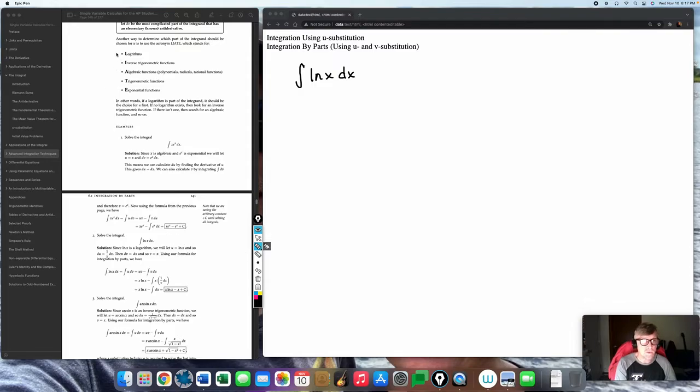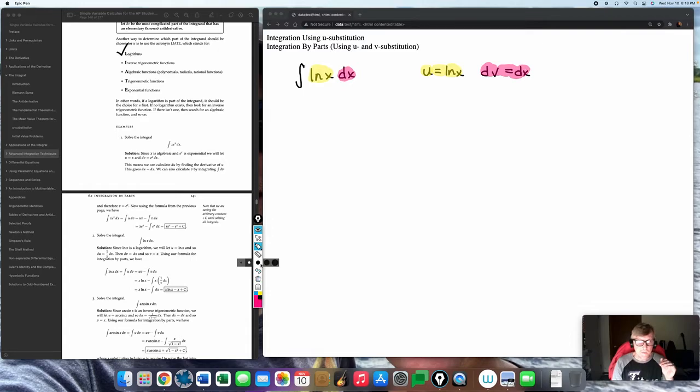Remember that logs are first on the list for u, right? So I'm going to let u be the natural log of x. So what does that leave for dv? It leaves dx. So let me do some highlighting so you can see what I'm doing. This part is going to be u, because logs are always first on the list for choosing u, making the right choice for u. So that means everything else in the problem is dv.